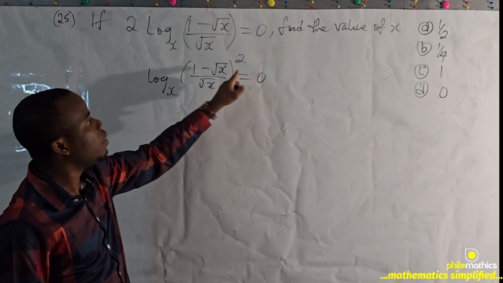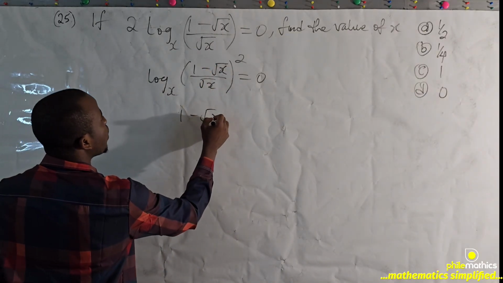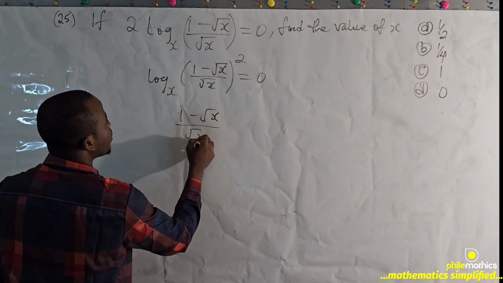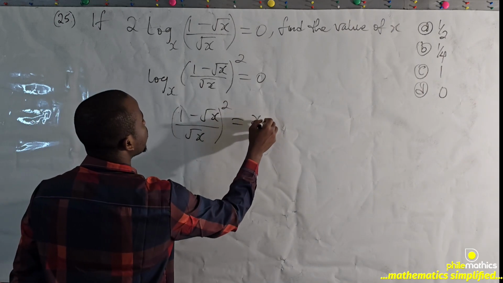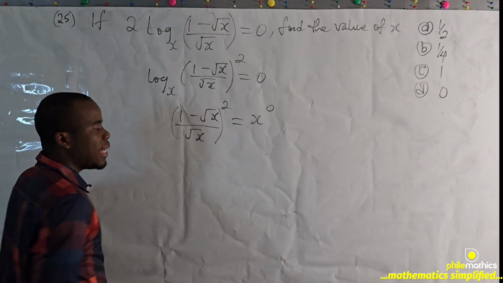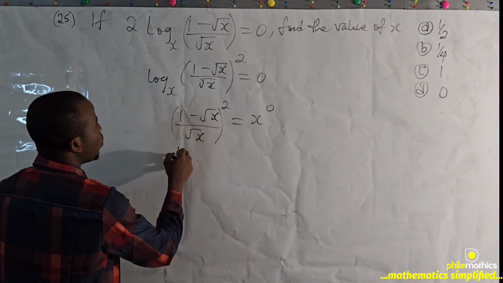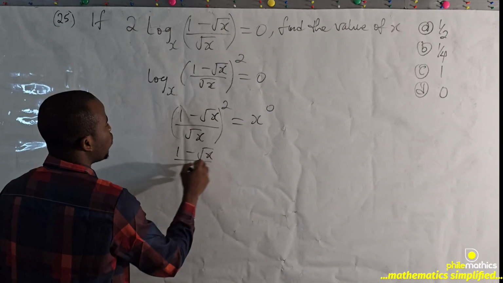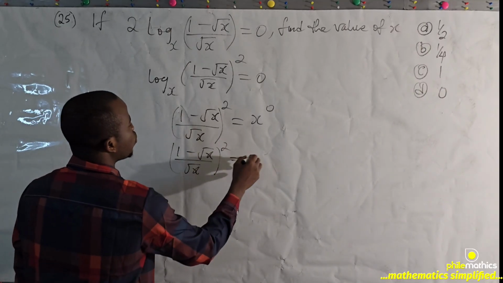You know we can convert logarithm to indices, and how we do that is this base to this power must give us this. So ((1 minus root x) over root x) is guaranteed to give us x to the power 0, and anything to the power 0 is 1. So ((1 minus root x) over root x) all squared is 1.